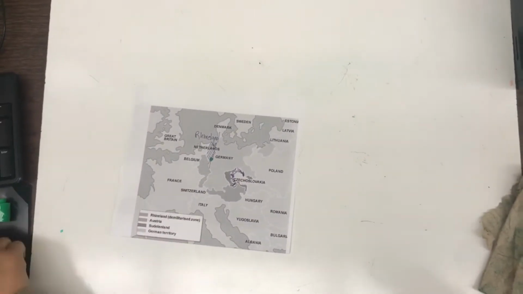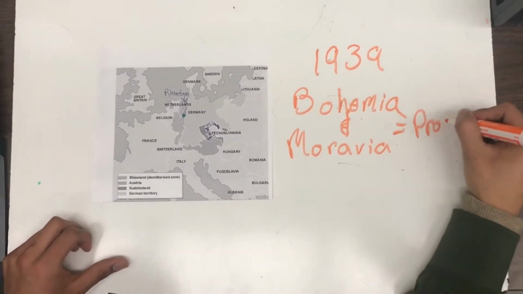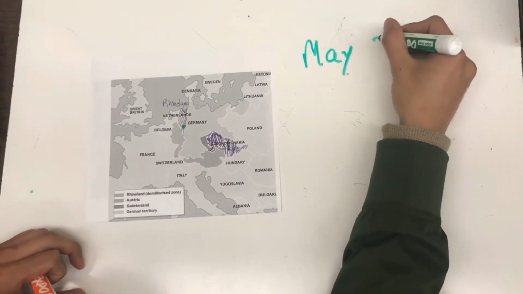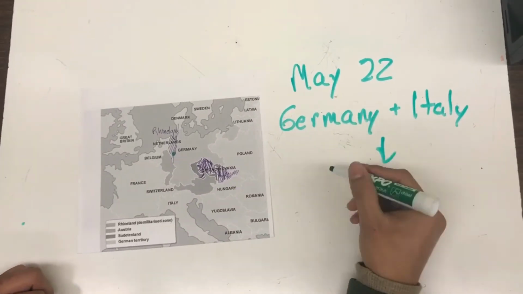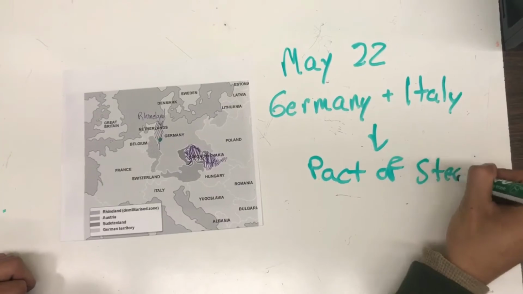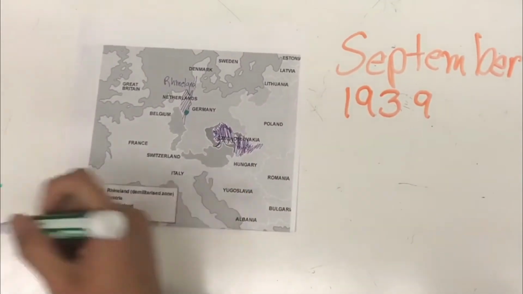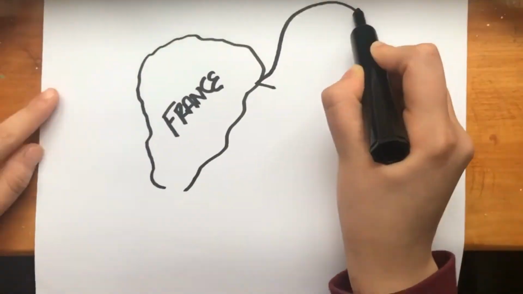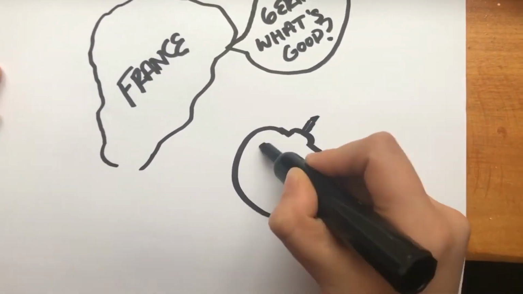In March of 1939, the regions of Bohemia and Moravia in Czechoslovakia were made protectorates of Germany, as German troops occupied those regions. On May 22nd, Germany and Italy signed the Pact of Steel, which was a political and military alliance, which was a huge surprise to the whole world. In September 1939, World War II was on the brink as Germany invaded Poland. This triggered France to declare war on Germany, and then Britain would follow up, being the second to declare war.